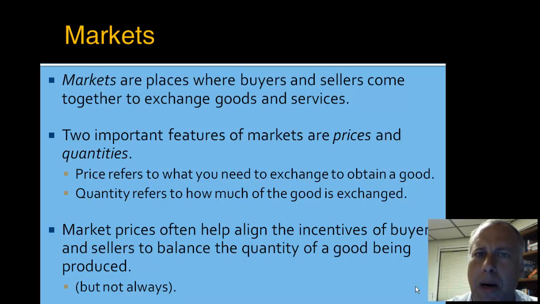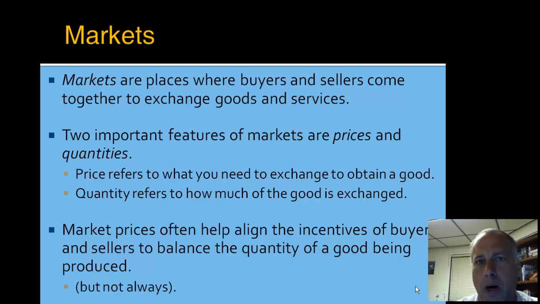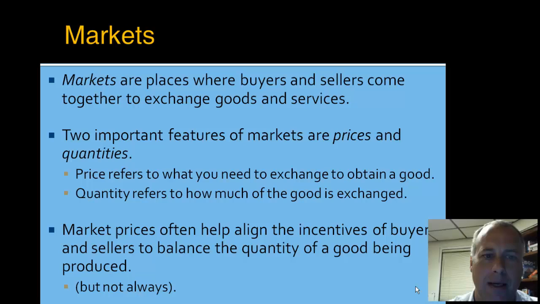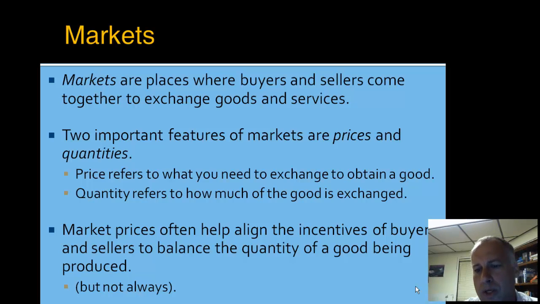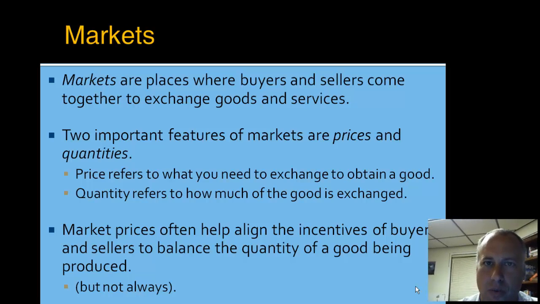Lastly, we're going to talk about markets, and we're going to spend an awful lot of time this semester thinking about what a market is and how markets work. And at its most basic level, markets are simply places where buyers and sellers come together to exchange goods and services. As we walk through thinking about markets this semester, two important things we're going to consider are prices. What do sellers charge, and what do buyers pay for particular goods and services? What are they willing to pay?